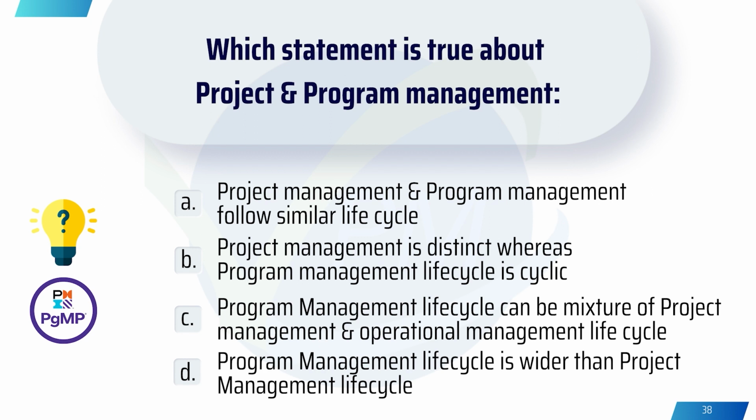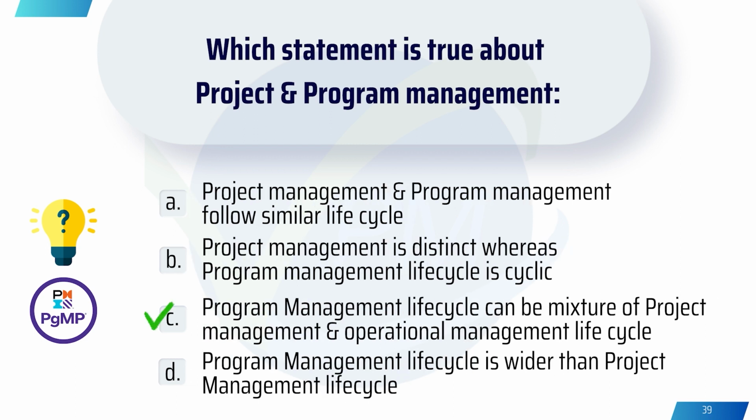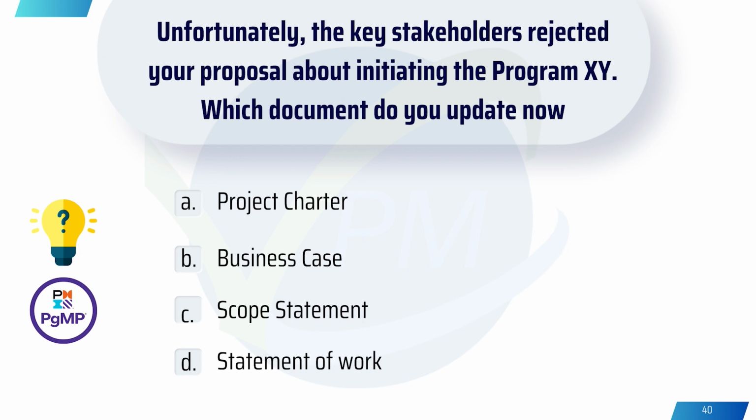So the next question. Which statement is true about the, okay, we've gone through that. The answer is C, you can see that. Now the next question: unfortunately, the key stakeholder rejected your proposal about initiating program XY. Which document do you update now? Please participate in this one. This is interesting.